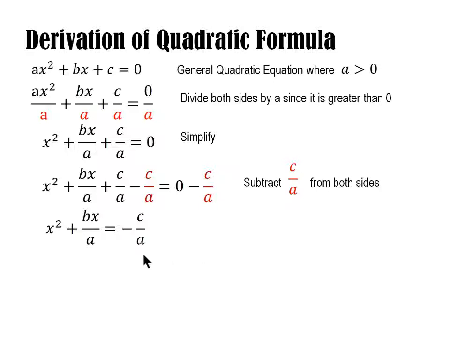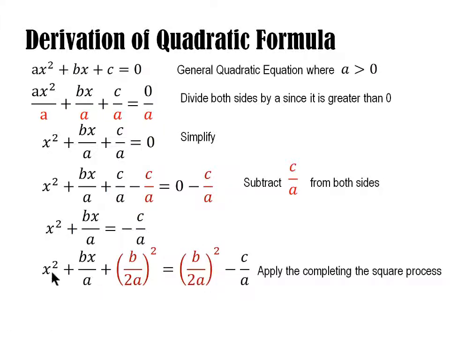Now, next step, we're going to make this a perfect square trinomial. So all we have to do is to apply the completing the square process. We're going to divide the numerical coefficient of x, which is b over a, by 2, or simply multiply it by the reciprocal of 2, which is 1 half, and then square it. And then we're going to add that result to both sides of the equation.